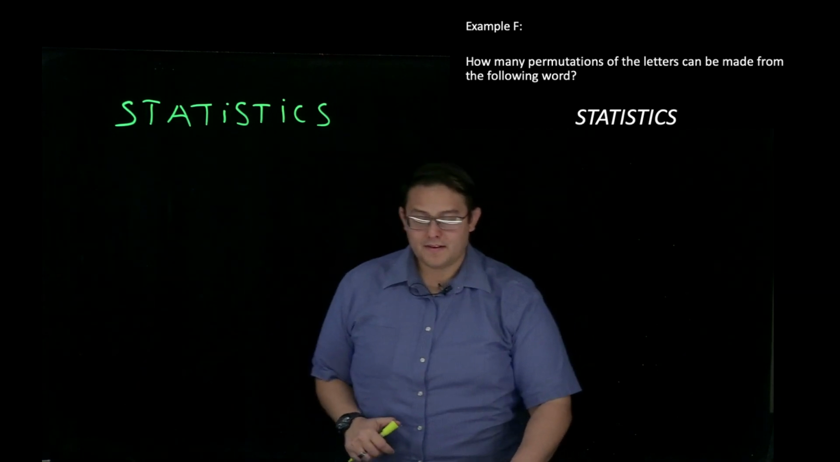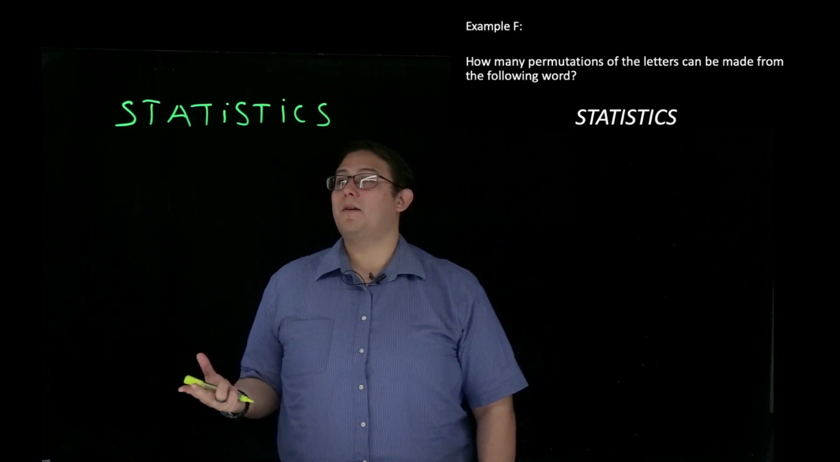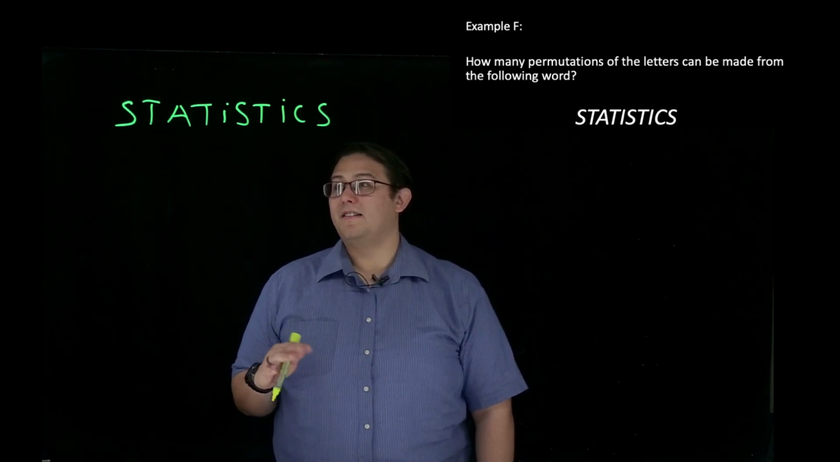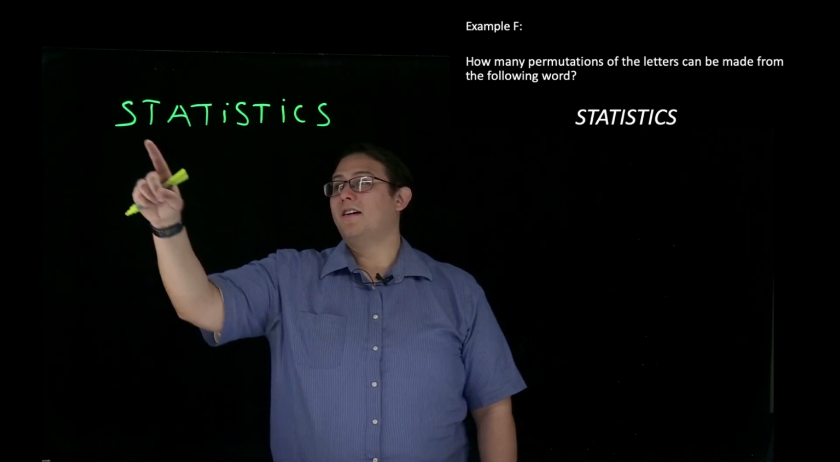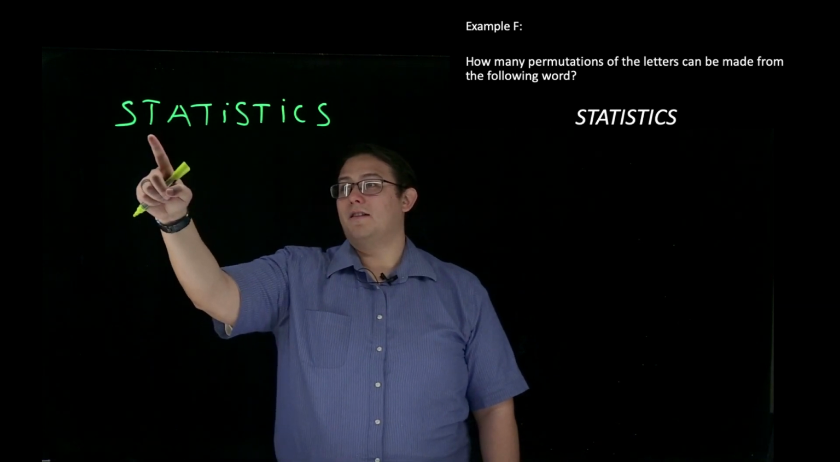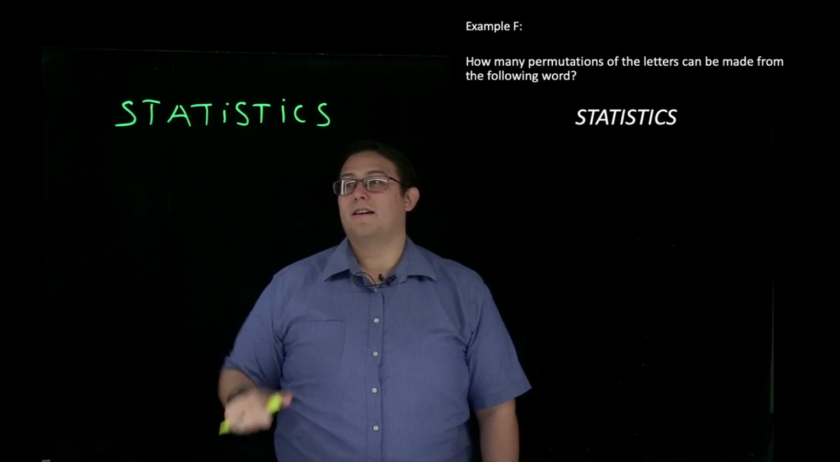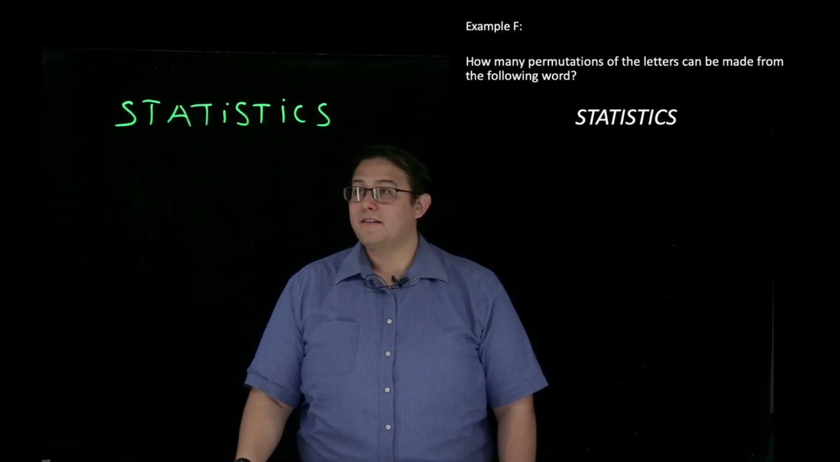What's different from the previous permutations is that there were no repetitions; each person is different. But over here, we have 3 S's that are identical, 3 T's that are identical, and 2 I's that are identical. So then it changes our formula for permutations a little bit.